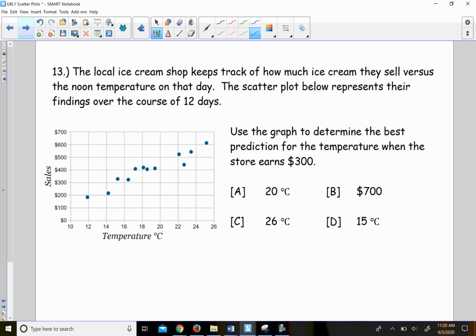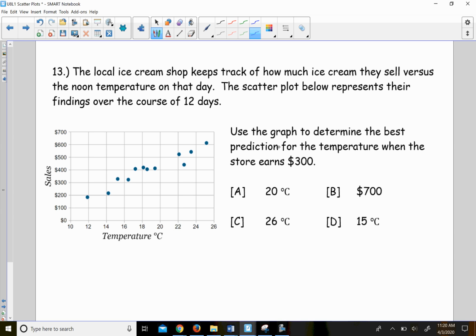All right, so 13: the local ice cream shop keeps track of how much ice cream they sell versus the noon temperature on that day. Why would they want that? Well, they want to predict their customers and make sure they have enough supplies to meet the customers' needs and not run out of things. So they can look ahead at the weather each week and look ahead at how much they need for their ordering purposes. The scatter plot below represents their findings over the course of 12 days. They took the noon temperature and how much they sold each day for 12 days, and then they can use that to make predictions.